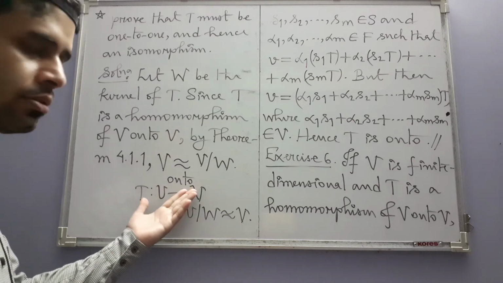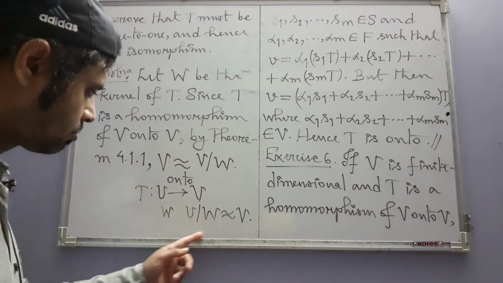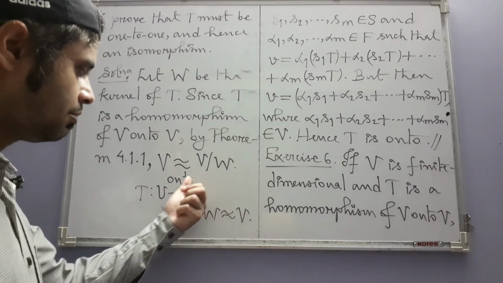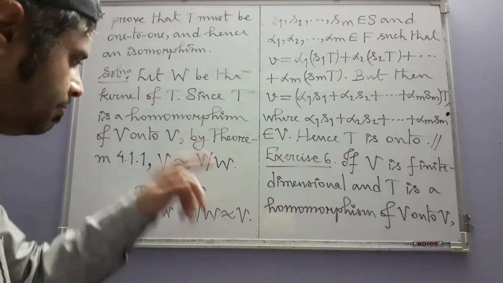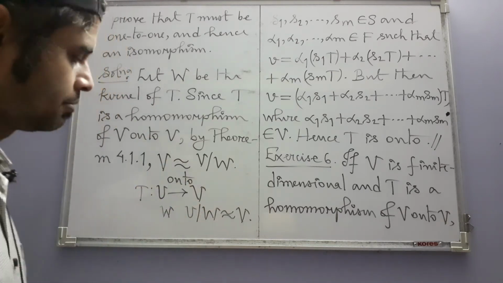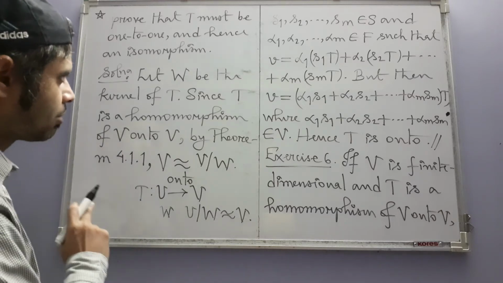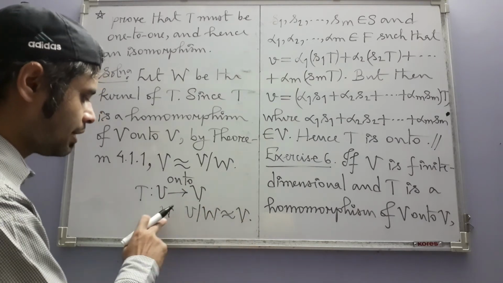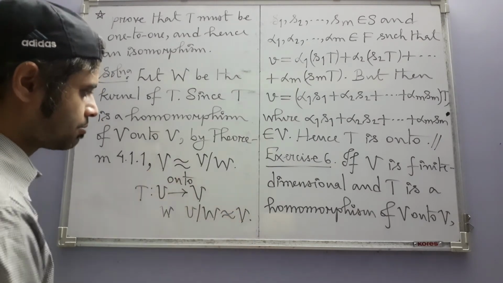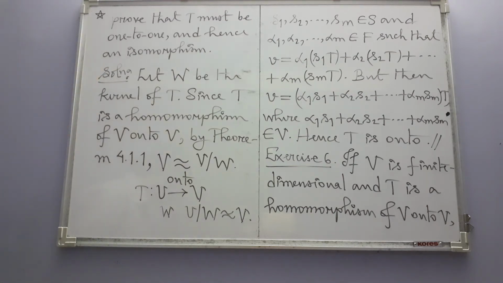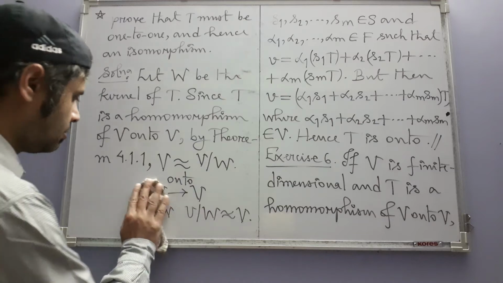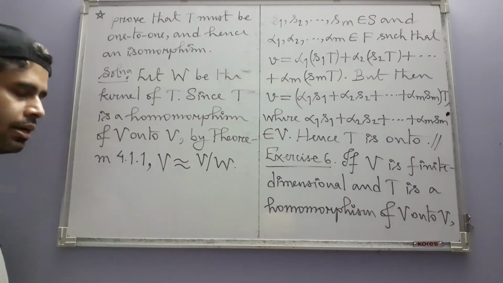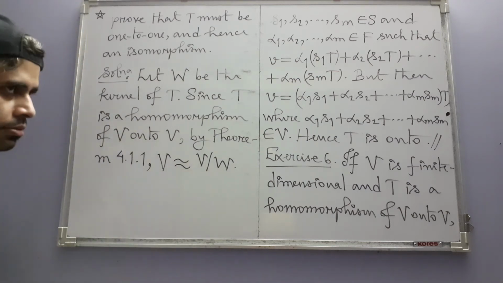Even if you don't have an onto function, the quotient U by W will still be isomorphic to something, but that something will then not be the entire V, it will be a proper subspace of V. Now here, in place of U we have V, in place of V of course we have V, and our W is W, so V by W is isomorphic to V. And this result does not assume anything about finite dimensionality, it's just simply true in general.